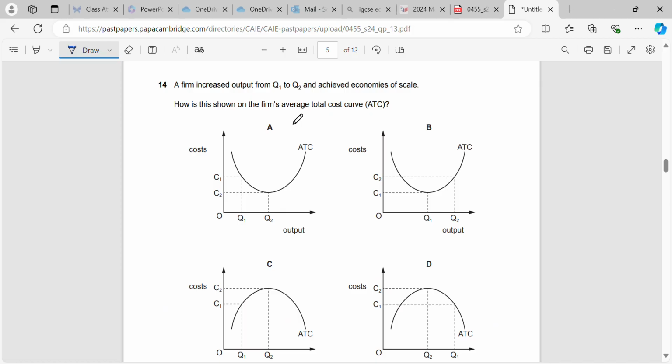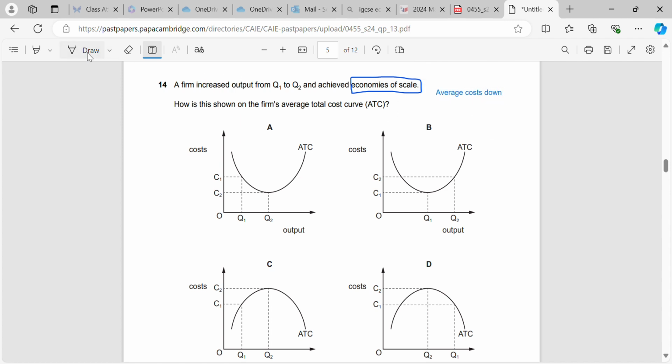Okay, for 14, a firm increased output from Q1 to Q2 and they achieved economies of scale. How is this shown on a firm's average total cost curve? So just remember that when they achieve economies of scale, what does that mean? That means that their average cost of production goes down, right?